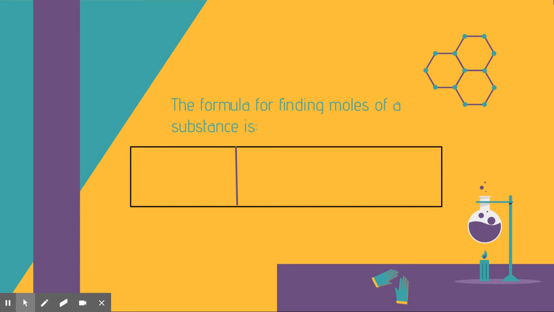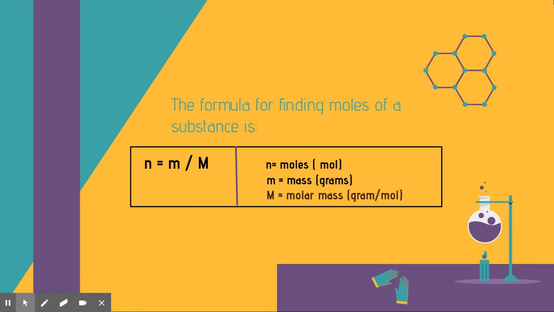The formula for finding moles of a substance is as follows: n equals little m over big M. The line between the little m and the big M means division. n is for moles, little m is for mass in grams, and molar mass is measured in grams per mole.